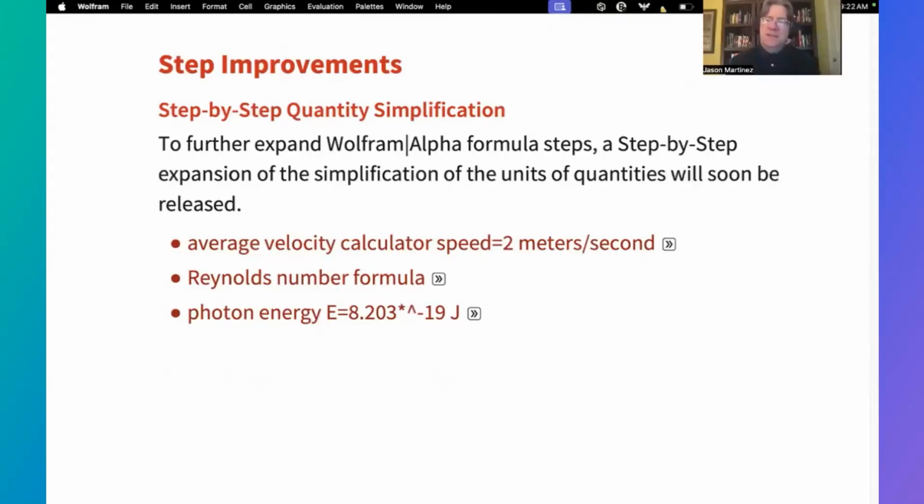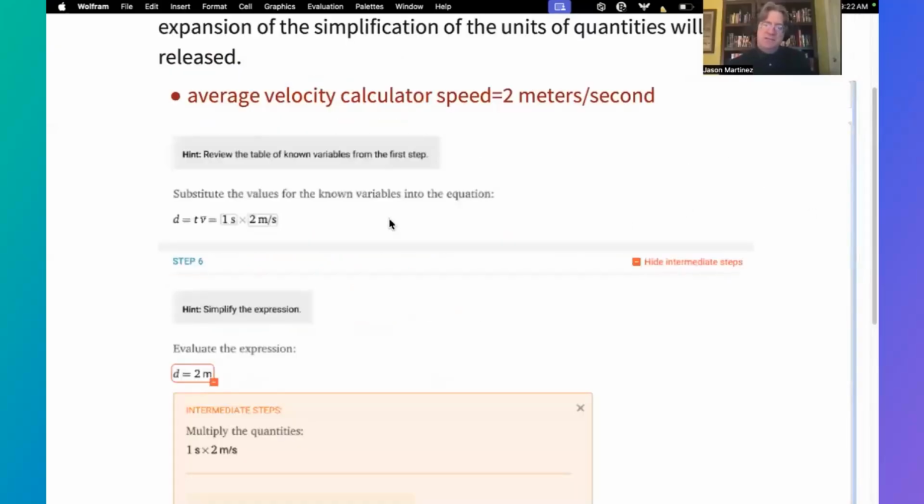All right, so let's look at some other improvements for step-by-step. So one thing we've been doing is trying to add more steps for some of the simplification areas of the calculations. And one thing that's been implemented this last year and is just coming onto the website now is the ability to dig into the simplification of units. So here's a very simple example.